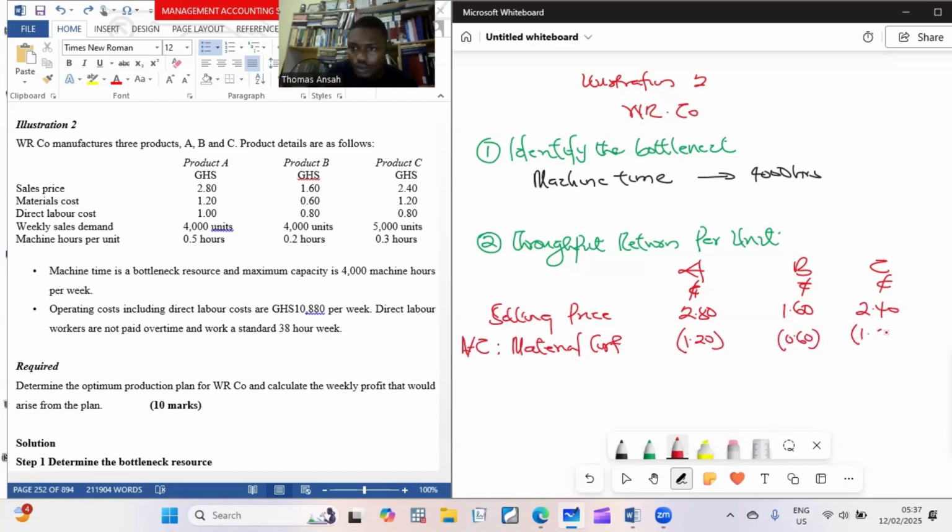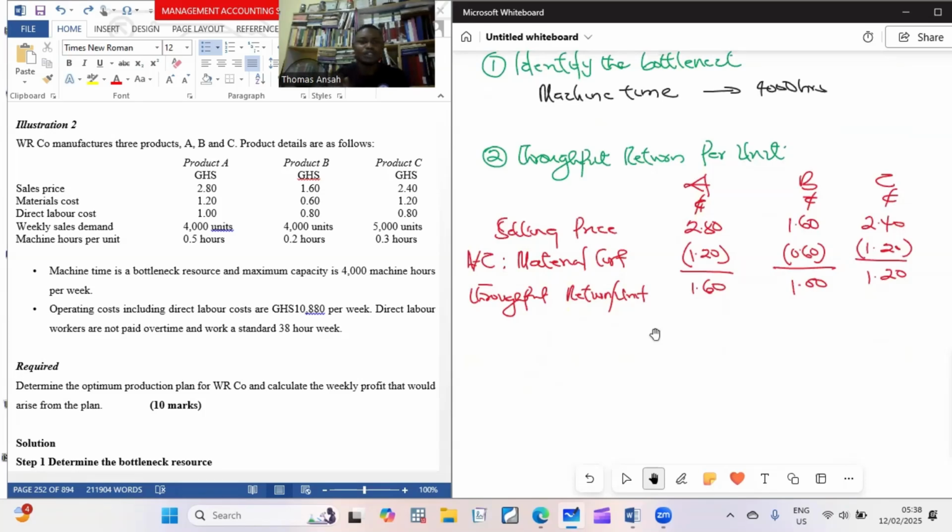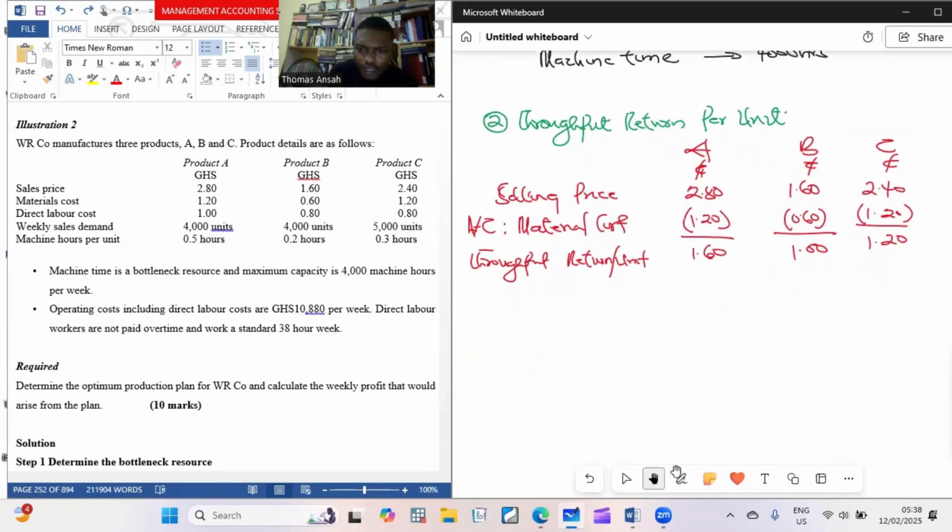That means that my throughput return per unit will be 1.60 for this one, 1.00 for this one, then 1.20. So that is that. Do you remember step 3? Calculate the throughput return per unit per limiting factor or bottleneck. Don't forget, limiting factor is the same as bottleneck.